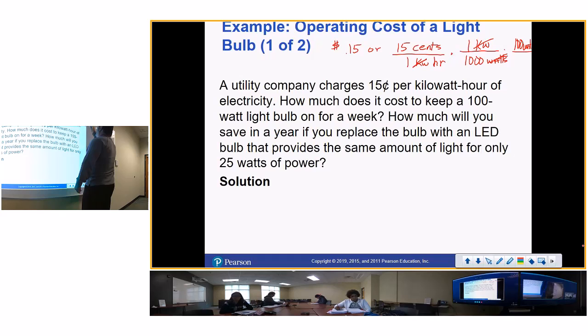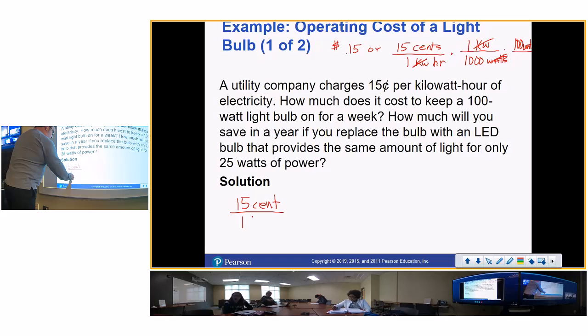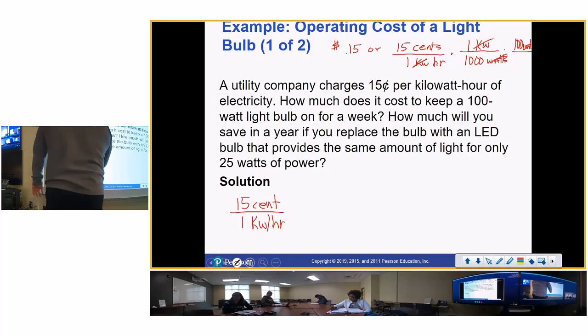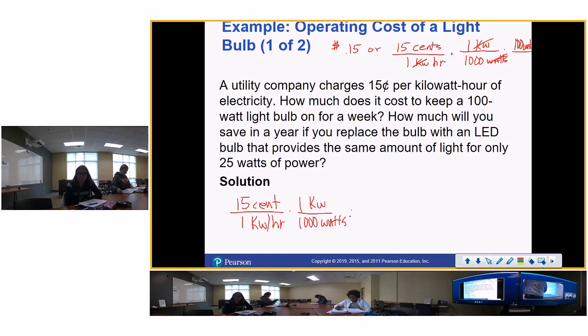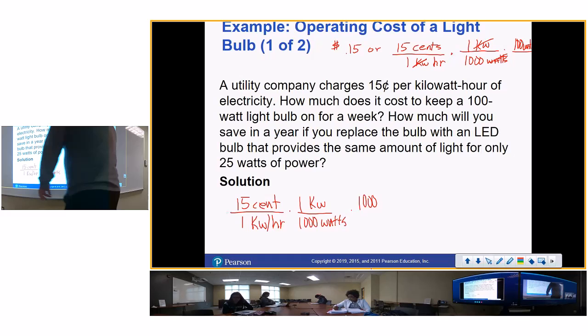So let's see what we get. Let's go ahead and take 15 cents over 1 kilowatt hour. I'm going to just put per hour there, and then times 1 kilowatt over 1,000 watts, times 100 watts, that's the bulb. Oops, not 1,000.